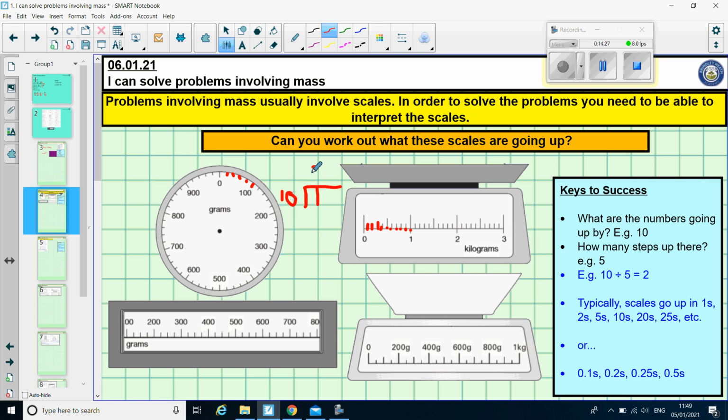So 1 divided by 10. How many 10s go into 1? None. Put a decimal place in. How many 10s go into 10? Well, it's 1. So each one of these little steps is worth 0.1. So then if I'm counting up, I've got 0, 0.1, 0.2, 0.3, 0.4, 0.5, 0.6, 0.7, 0.8, 0.9, and 1 kilogram. Okay, I'd like you to pause the video now, and try and work out what each of these final 2 scales are going up in.